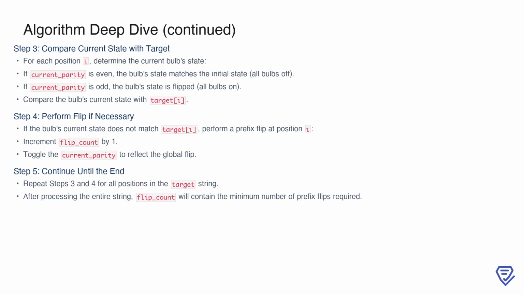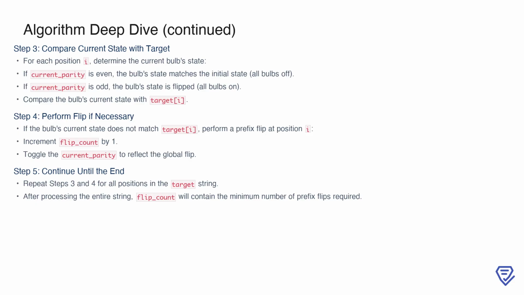As we traverse the target string, the next step is to compare the current state of each bulb with the desired state in the target string. To determine the current state of a bulb, we use the current_parity variable. If the parity is even, the bulb's state remains unchanged, matching the initial state of 0. However, if the parity is odd, the bulb's state is flipped to 1.